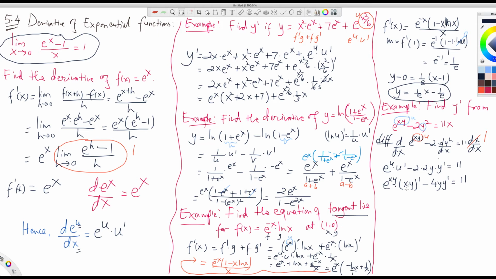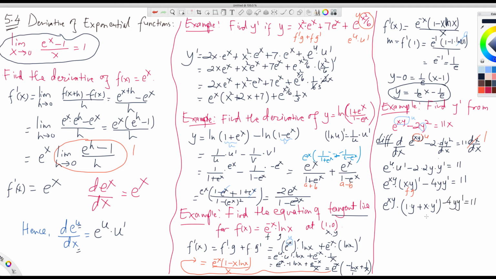So f times g, right? See that? That is f times g. What is the derivative of f times g? It is f prime times g plus f times g prime. So let me write that down: e to the xy times f prime, which is 1, times g, which is y, plus f times g prime, minus 4y y prime equals 11.